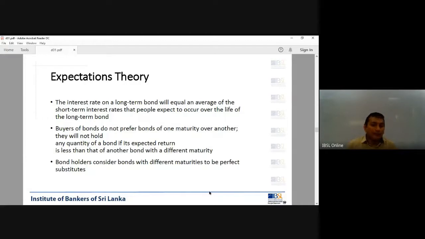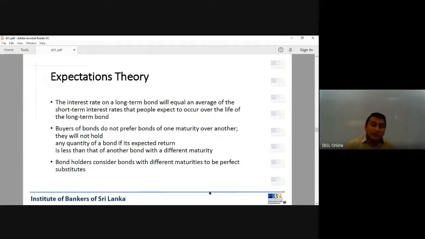So buyers do not prefer bonds of one maturity or the other, and they will not hold any quantity of a bond if its expected return, in this case the 3-year, is less than that of another bond with a different maturity. In this explanation I said 5-year, so everybody moved to the 5-year. When everybody tries to buy the 5-year, naturally demand for the 5-year expands. When the demand expands, the curve shifts to the right. When the curve shifts to the right, with no change to the supply, the price increases. When the price increases, it's nothing but interest rates decreasing.